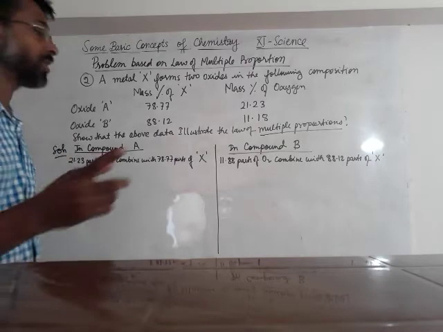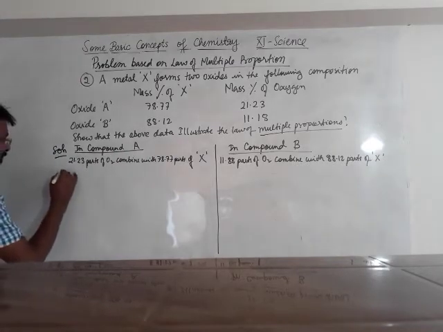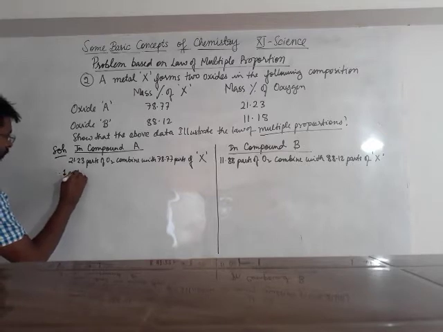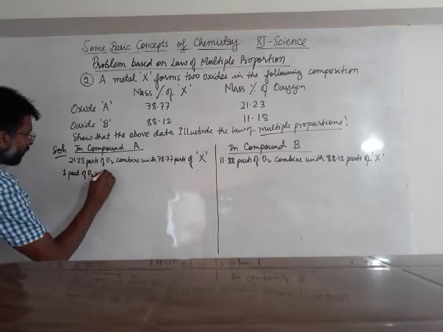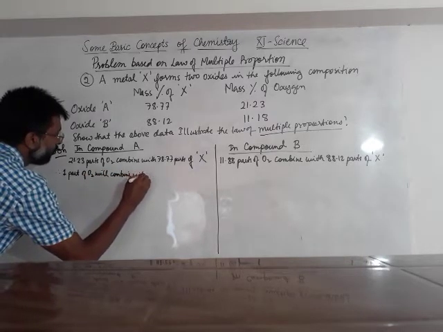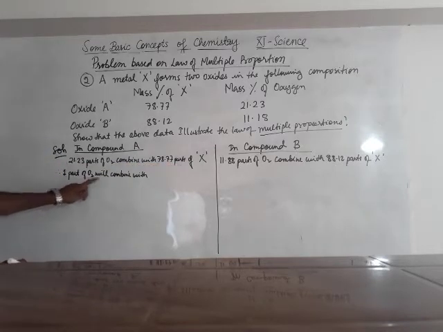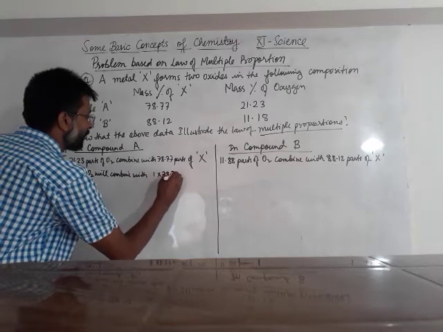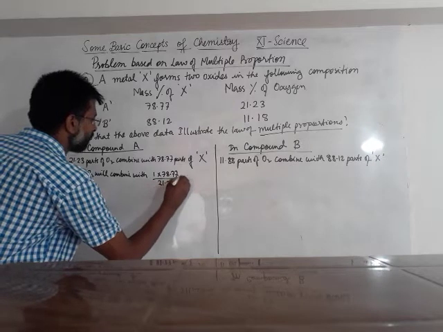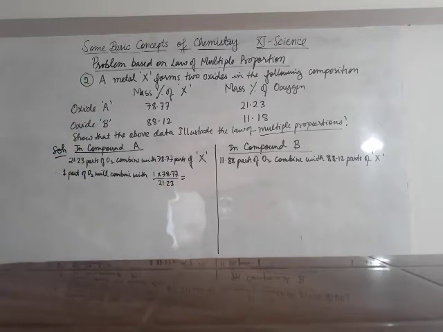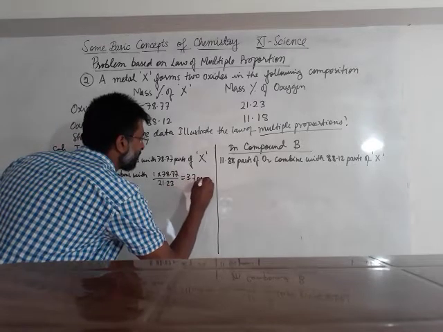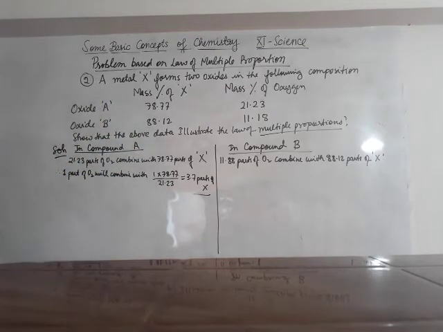Now I must make the part of oxygen the same for both these compounds. So what will I do? Below this I write, therefore, one part of oxygen will combine, with the unitary method: 21.23 parts of oxygen combine with 78.77 parts of X. Therefore, one part of oxygen will combine with 1 multiplied by 78.77 divided by 21.23. Simplify this, and it gives me 3.7 parts of X. That is, one part of oxygen will combine with 3.7 parts of X.